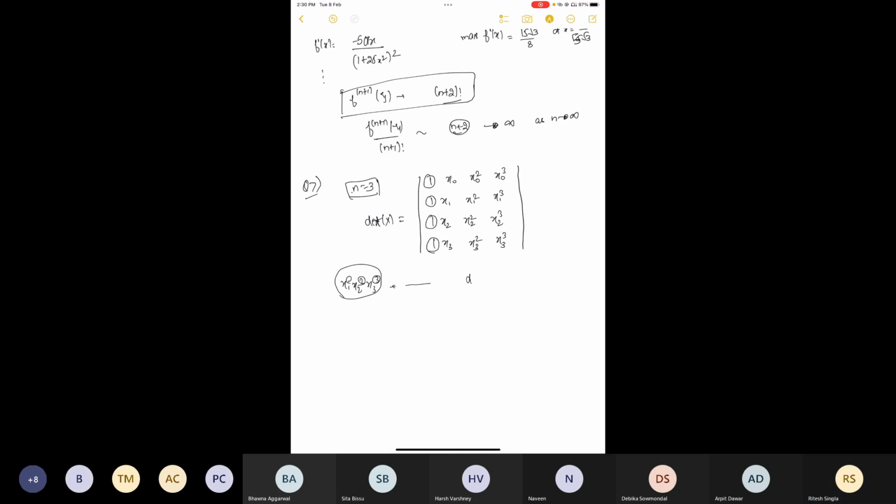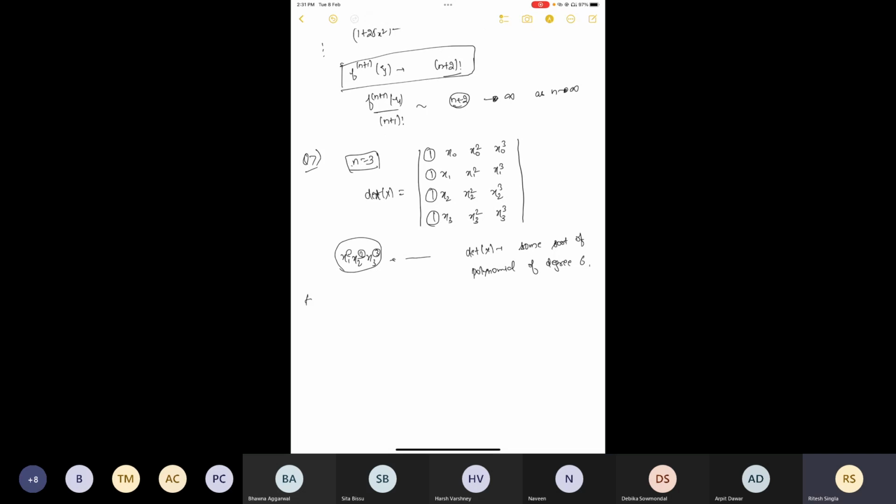So the determinant of x is some sort of polynomial of degree 6, or you can say at most 6. Till here, is it fine?